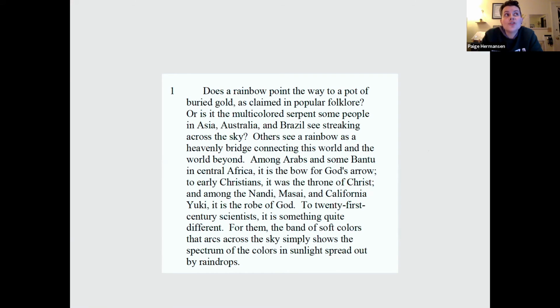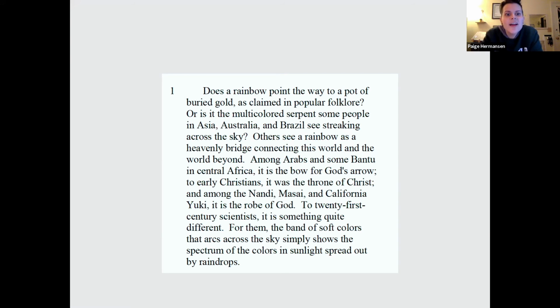If you do just want to go straight to the questions, or if you want to pause this and read it on your own, that's totally fine, but I'm going to read it out loud. Does a rainbow point the way to a pot of buried gold as claimed in popular folklore? I'm going to go ahead and tell you guys the answer is probably no, but you know, I want to believe. Or is it the multicolored serpent some people in Australia, Asia, and Brazil see streaking across the sky?